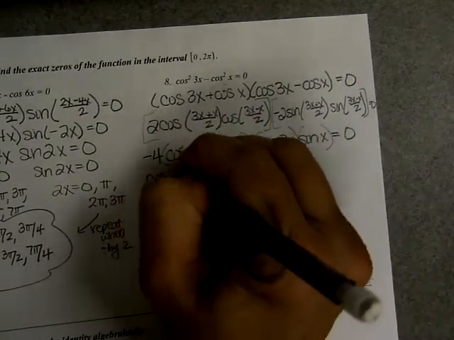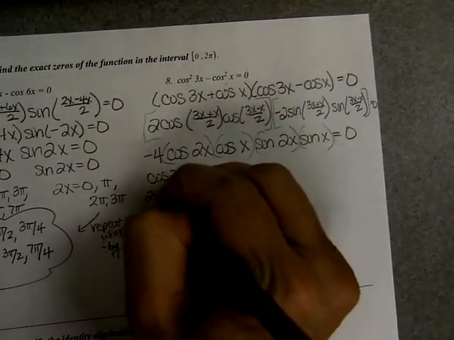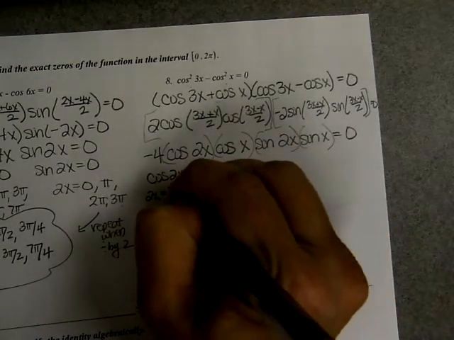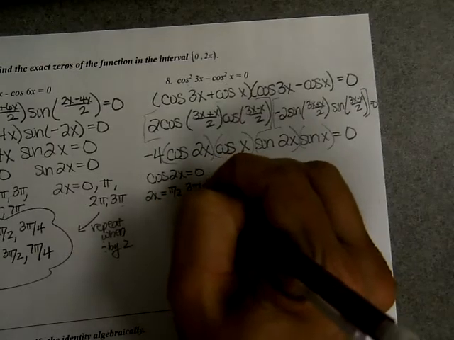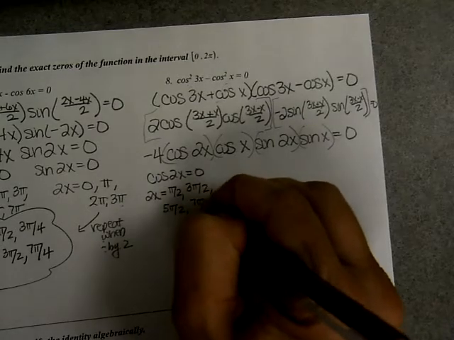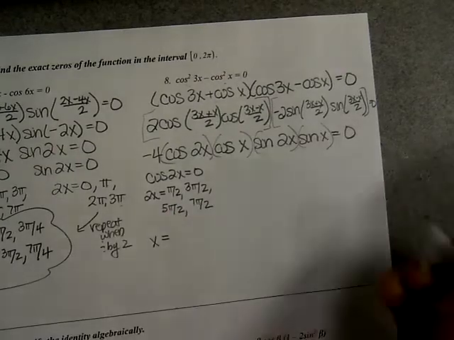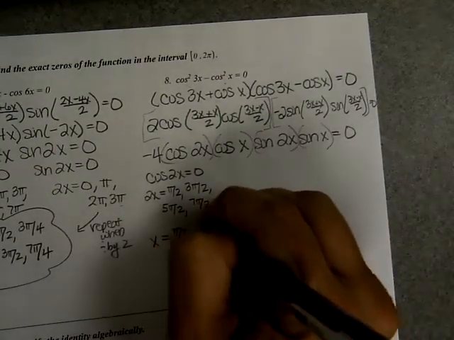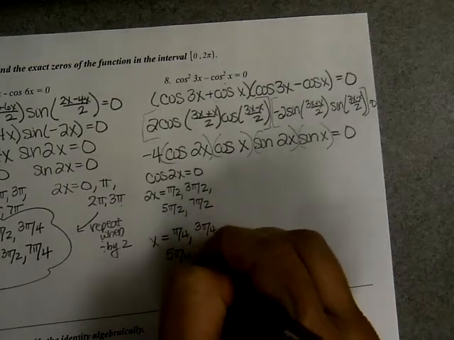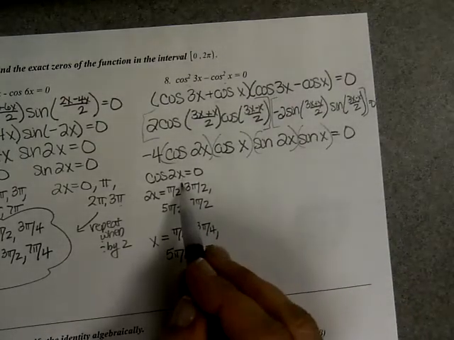So the first one we have is that the cosine of 2x equals 0. So we have to go around the circle twice, and cosine is 0 at pi over 2 and at 3 pi over 2. So going around the circle again, that would be at 5 pi over 2 and 7 pi over 2. So then dividing by 2, the x values would be pi fourths, 3 pi fourths, 5 pi fourths, 7 pi fourths. So those are my possibilities for this factor.